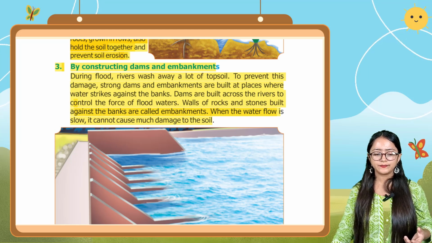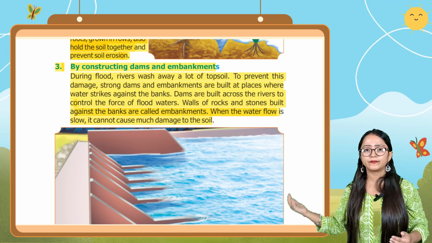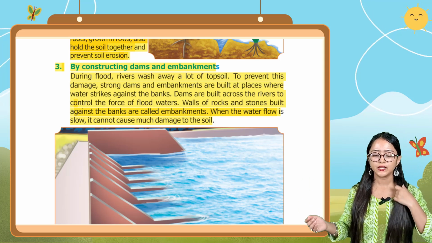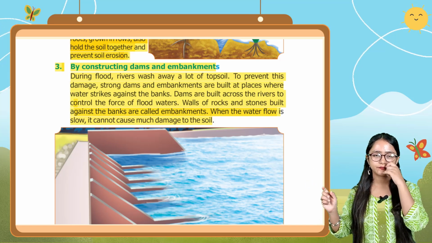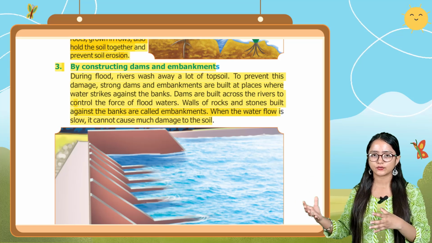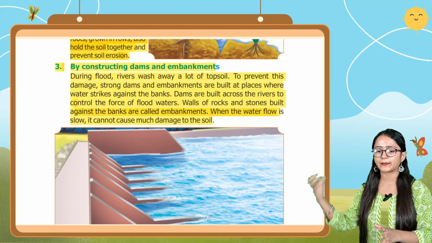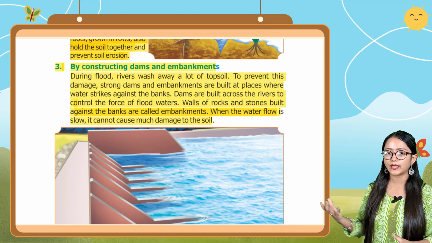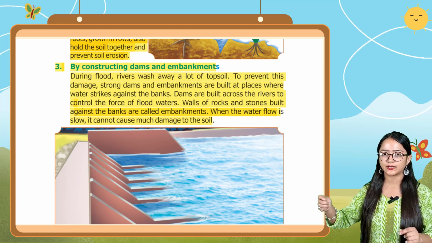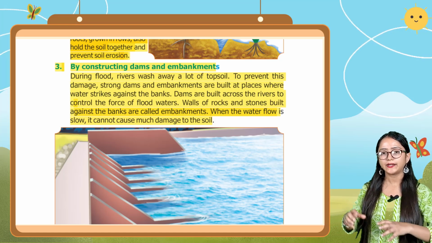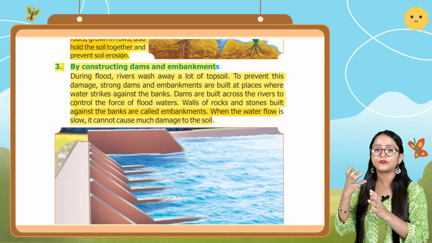So by constructing dams and embankments, one can prevent soil erosion, because during floods the rivers easily wash away the soil. To stop that, dams and embankments are built. Strong dams and embankments are built at places where water strikes against the bank, and dams are built across the river to control the force of the flood.